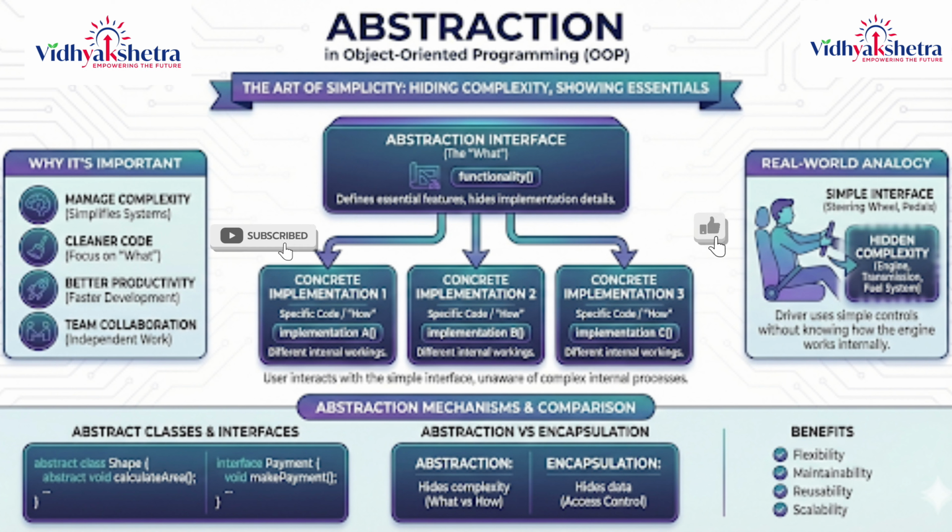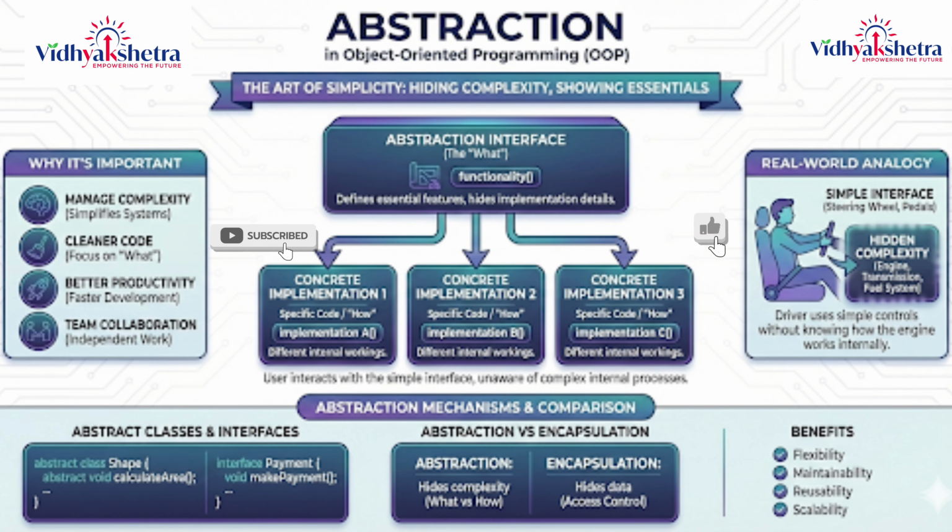Abstraction and polymorphism work closely together. Abstraction defines a common interface, and polymorphism allows different implementations of that interface to behave differently. Without abstraction, polymorphism would be difficult to achieve effectively. Together, they enable powerful and flexible software designs.